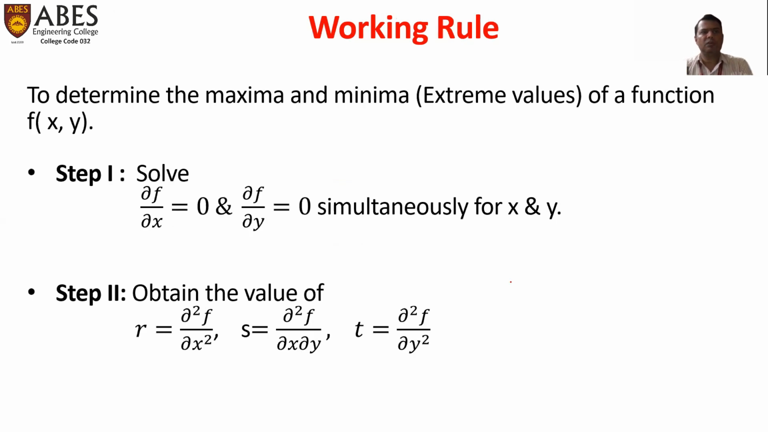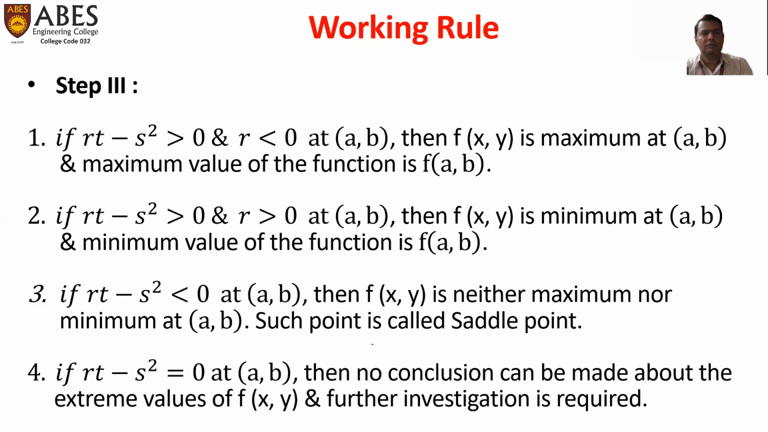Now, we discuss the working rule of maxima and minima. To determine the maxima and minima of a function, first of all, we solve del f over del x equals 0 and del f over del y equals 0 for different values of x and y to get a point which is called the stationary point. After that, we obtain the values of r, s, and t. Then we calculate rt minus s square.